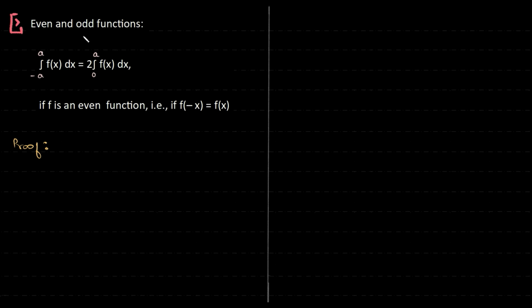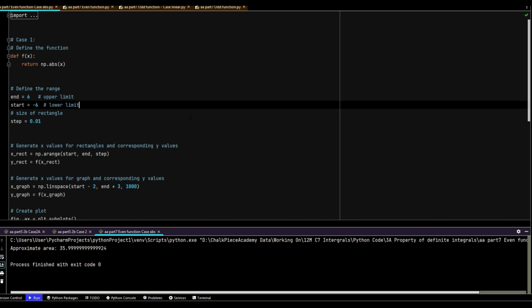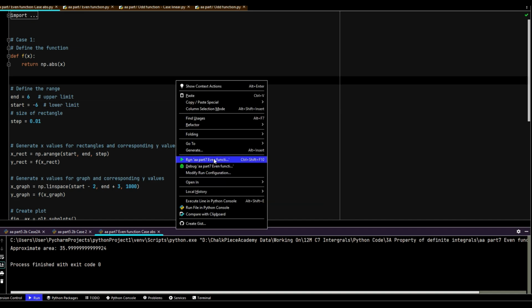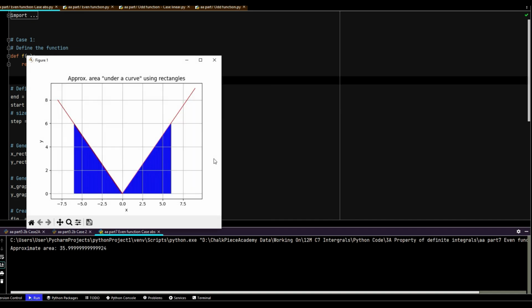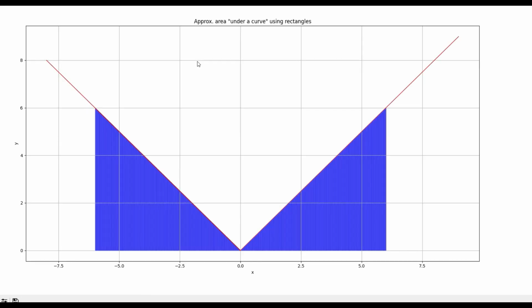Next up, we have even and odd functions and the property related to that. First thing is, I'll explain what is an even function. This is an even function. Whatever value you have, a respective value is across the 0. At 2.5, whatever the height is there, at minus 2.5, it's the same height.